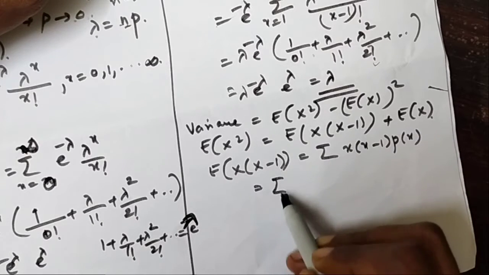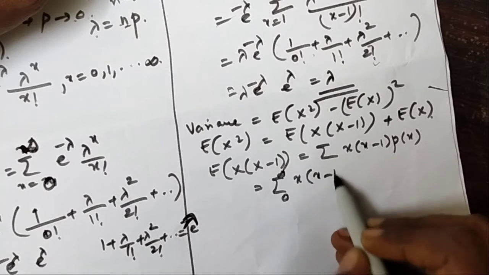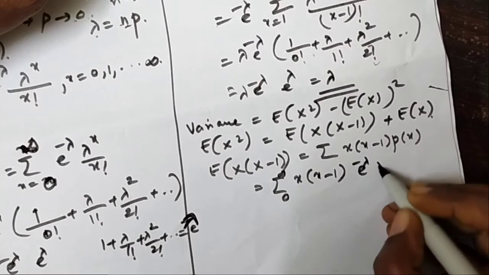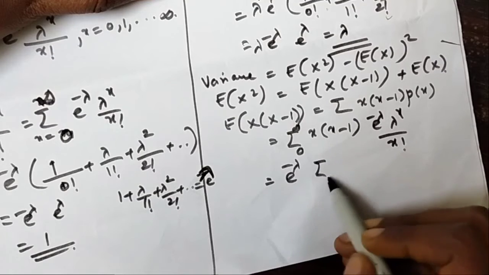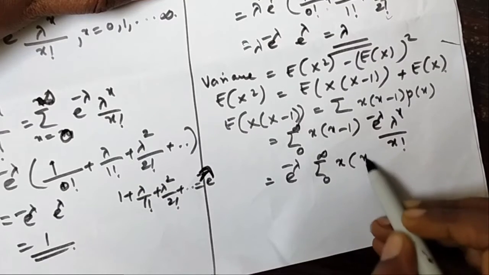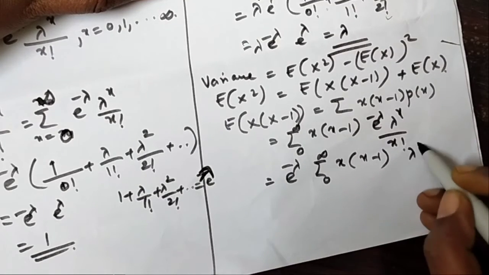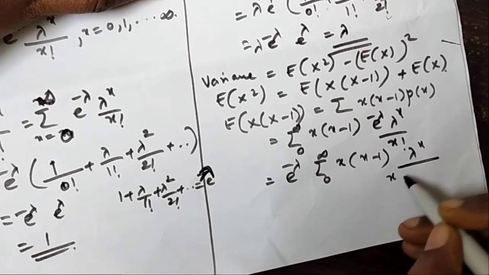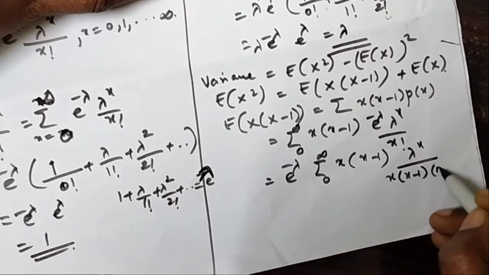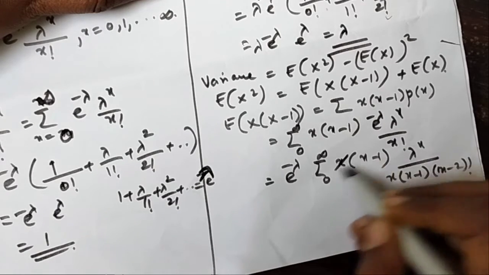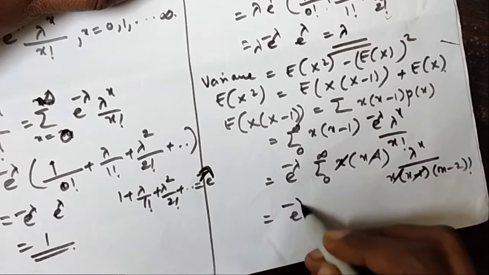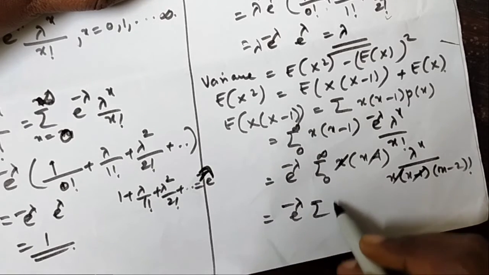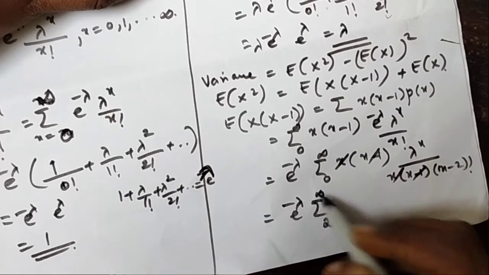Sigma 0 to infinity of x into x minus 1 into e raised to minus lambda, lambda raised to x by x factorial. So e raised to minus lambda can be taken out, 0 to infinity, x into x minus 1, lambda raised to x by x factorial, where x factorial is x into x minus 1 into x minus 2 factorial. So that these two terms can be cancelled. So here it is e raised to minus lambda, and now the summation x varies from 2 to infinity.